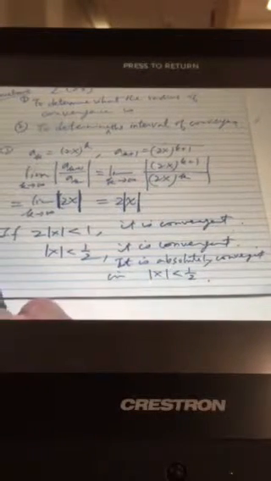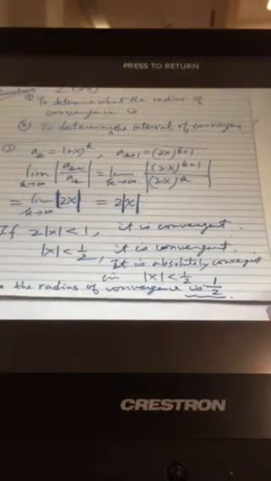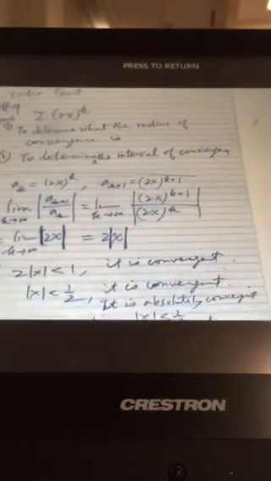Therefore, the radius of convergence is 1/2. It's 1/2. Okay. All right, so what do we know? Before we go on, let me just line up all this.